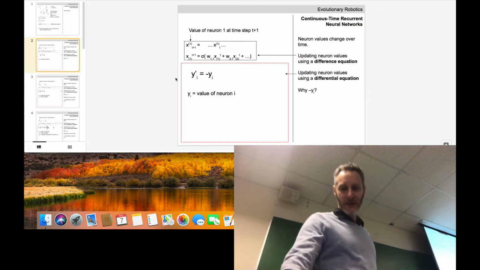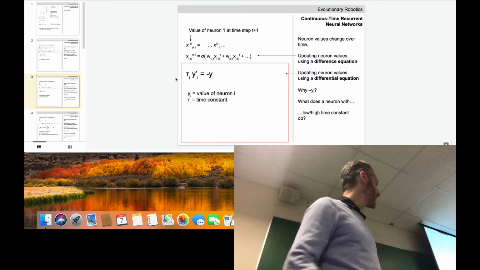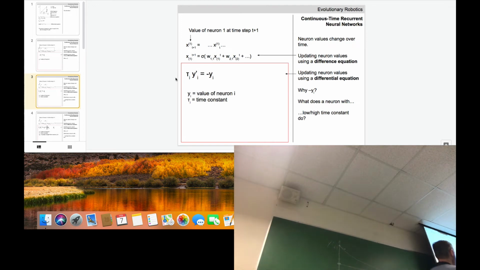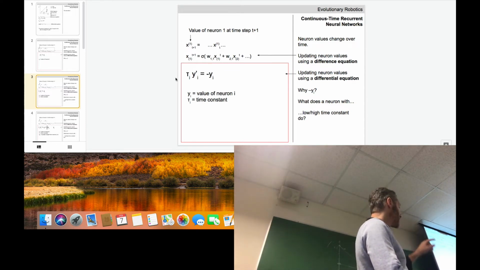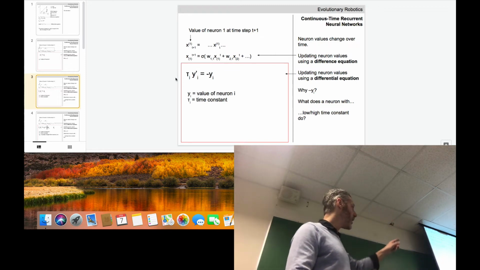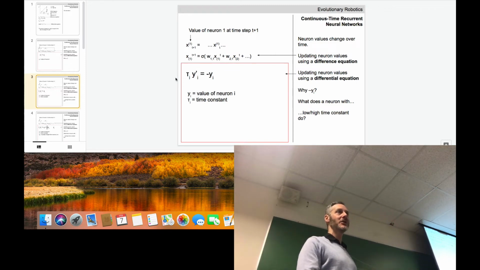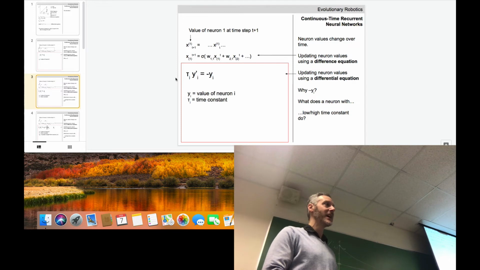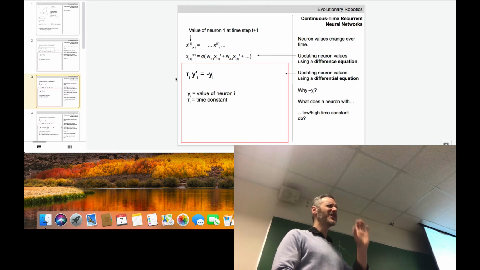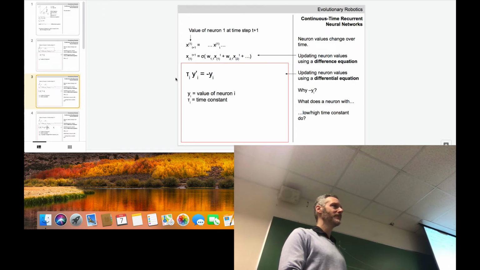Okay. Let's add to this differential equation. We're going to add a new term now, tau sub I. You may not have seen a value placed on the left-hand side of a differential equation. This is just to make it easier to write. If you want, you can mentally divide both sides of the equation by tau sub I, and then we have y sub I prime equals minus y sub I divided by tau sub I. So really tau sub I is on the denominator on the right-hand side of the equation.